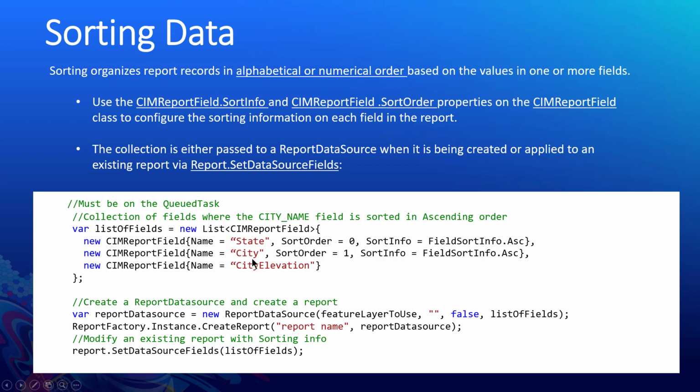sorting. And then I want to sort within each state. I want to sort the city names alphabetically. So now I specify the sort order to be 1 and again SortInfo to be ascending. So using this collection of SimReportFields, I am creating my report data source object. I'm passing in the list of fields with the sort info included as a parameter.